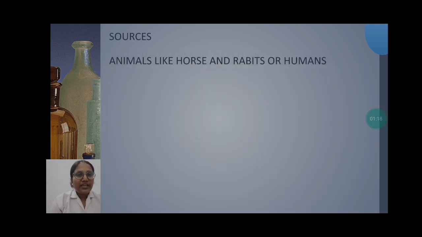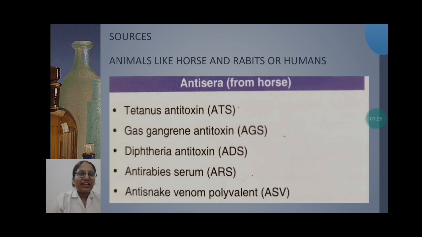So, where do we get this antisera from? We get this antisera from animals like horses and rabbits, or humans. Some of the examples of antisera that we get from horses are tetanus antitoxin, gas gangrene antitoxin, diphtheria antitoxin, anti-rabies serum, anti-snake venom polyvalent.